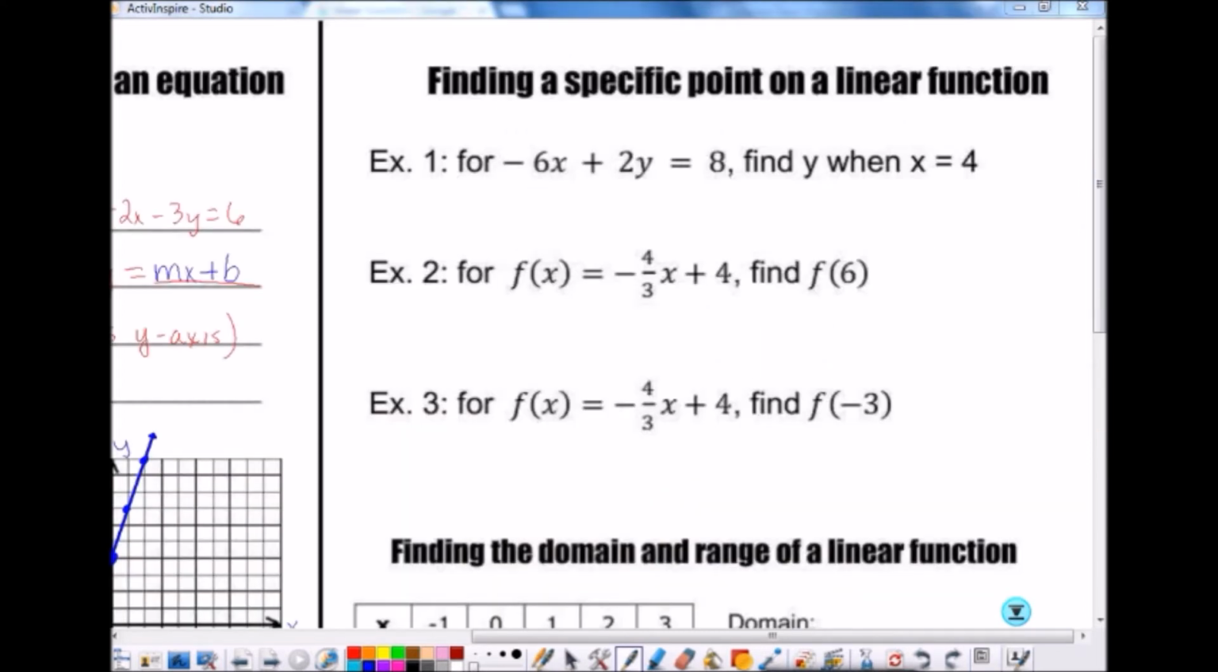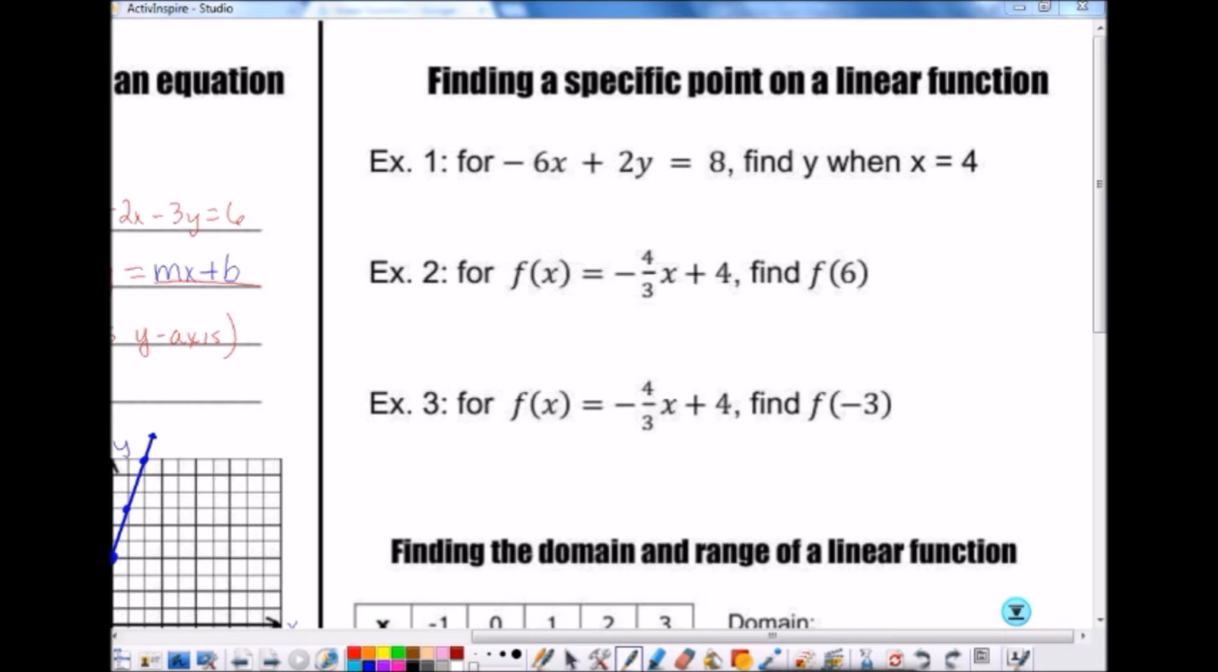All right, on page 4, we're now looking at finding a specific point that lies on this linear function. So why are we doing all this? Why are we first finding a slope? Then why are we finding an equation of a line? Then why are we graphing a line from an equation? Well, that's because all these lines are made up from lots of points put together. So when we do this, we can actually find specific points.